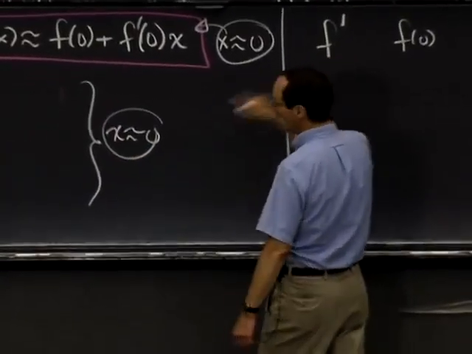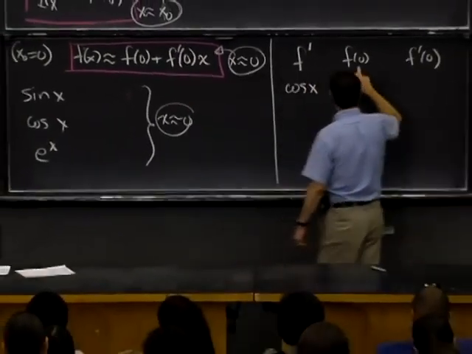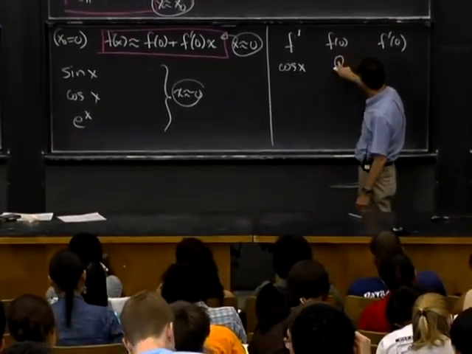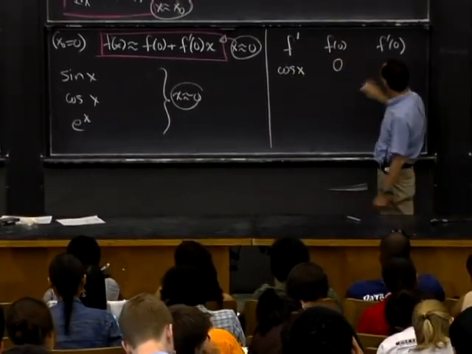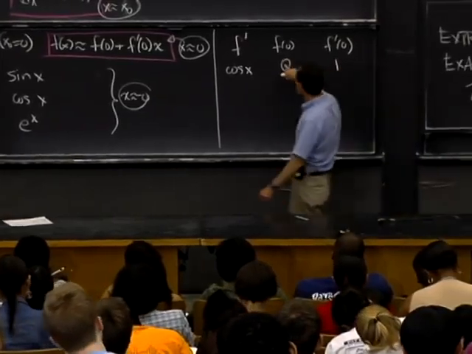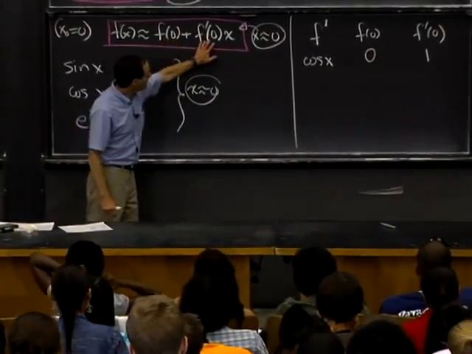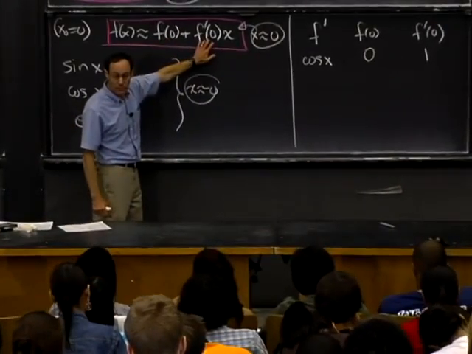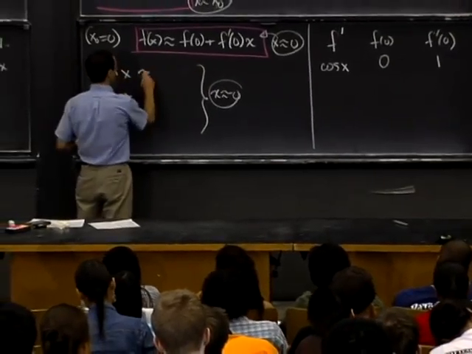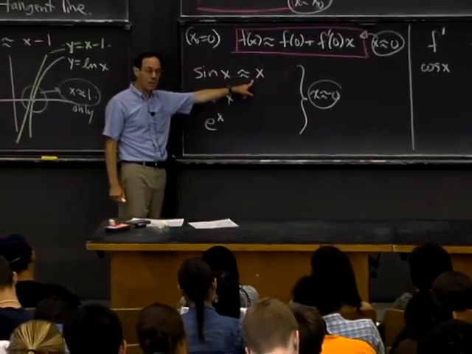Right? So first of all, if the function is sine x, the derivative is cosine x. The value of f at 0, that's sine of 0, is 0. The derivative is cosine. Cosine of 0 is 1. So there we go. So now we have the coefficients, 0 and 1. So this number is 0, and this number is 1. So what we get here is 0 plus 1 times x. So this is approximately x. All right, there's the linear approximation to sine x.